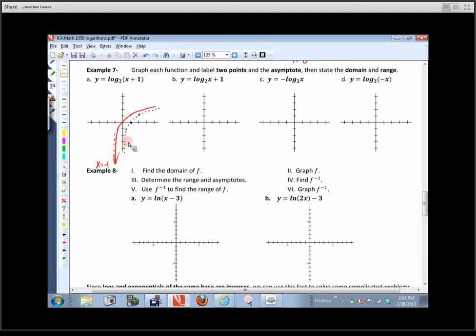Okay? Label a couple points. Let's do these two because they're pretty easy. 0, 0. And what would this one be? If it was at 2, 1, and all we did is slide it back 1 unit, 1, 1. Okay? Domain and range. -1 to infinity. Okay, we backed it up 1 unit, so we can include those negative x's now. Okay, and the range, all reals from negative infinity to infinity.